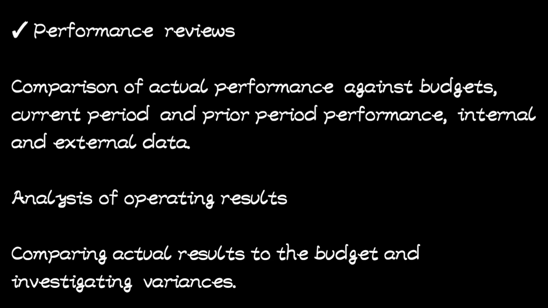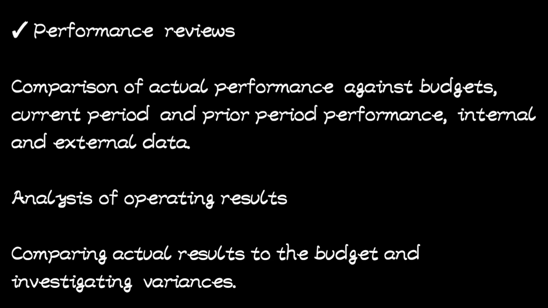Another control activity we have is performance reviews. Reviewing something is like going through it again. So this involves comparison of actual performance against budgets, like what was budgeted and what actually took place. Then comparing the current period with the previous period's performance to see whether there is either an improvement or a decline. Then comparing maybe internal data and external data. That is performance review.